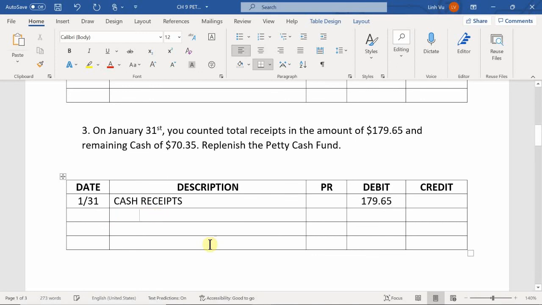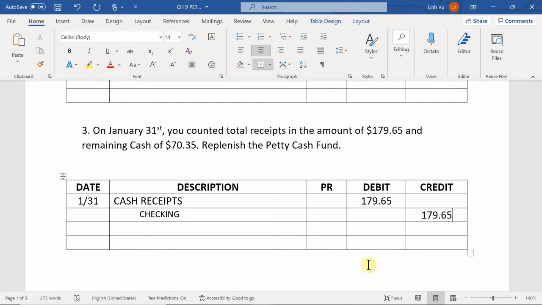And then do you write cash as well on the debit side, or no? No, it's on the credit side, because then you don't have to add that back since you already have it, correct? Correct. So in this case, right now I have $70.35 in my petty cash drawer. That's the amount of cash I have left.